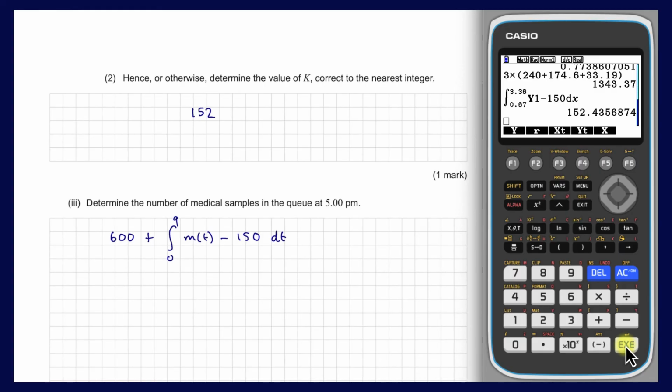I can get that by editing my command above. So I'm just going to come back into it, put in that 600 and the plus sign, and then move down to the bounds, and I want 0 and I want 9 on my bounds. 9 there, so that's going to give us 109.5, so 110 to the nearest integer. And that's the finale for that question.